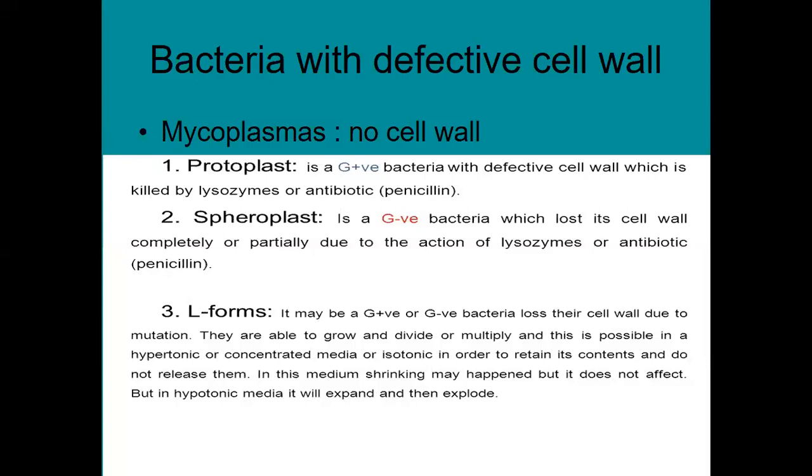Penicillin's mechanism is inhibiting cell wall synthesis. When it inhibits cell wall synthesis, the cell wall appears abnormal and defective, but not complete. Such a cell wall of a gram-positive bacteria is called a protoplast. P for penicillins, P for protoplast.